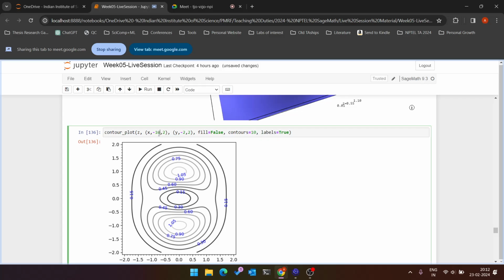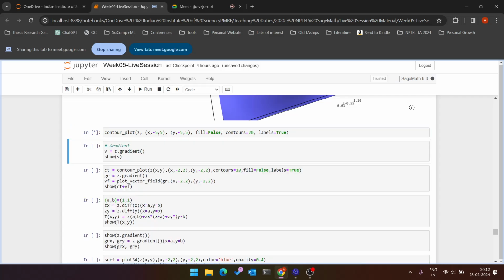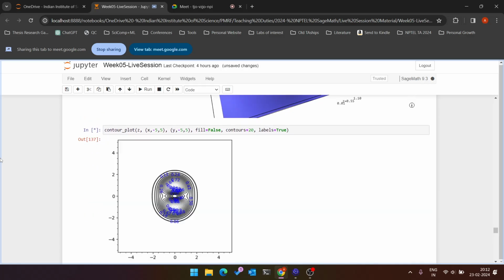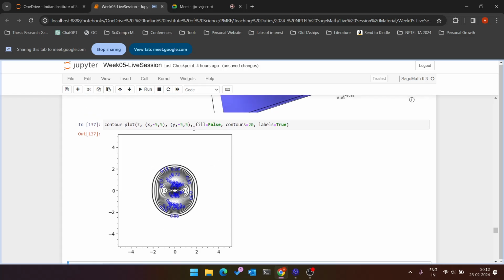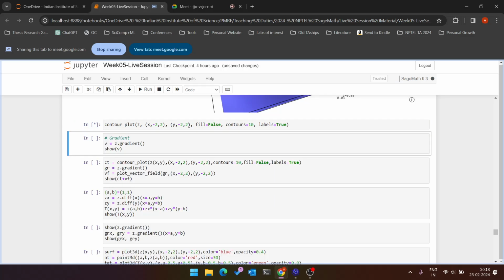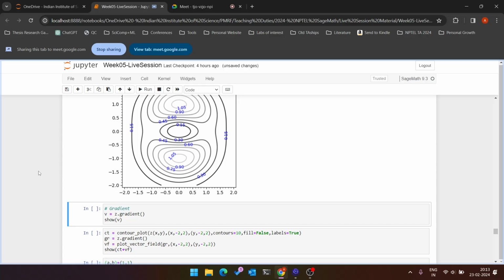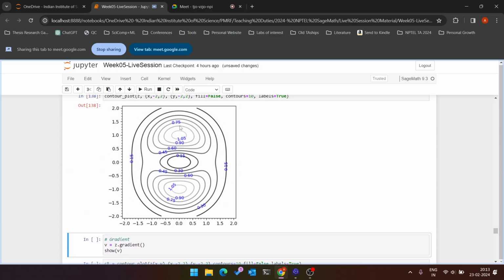If I increase this range to minus 5 to 5, and increase the number of contours, say 20, it should quickly settle down away from it. As you can see, it's very limited to the region itself that we had defined in the beginning. So I'll just go back to that contour plot. Okay, so this is what we have.